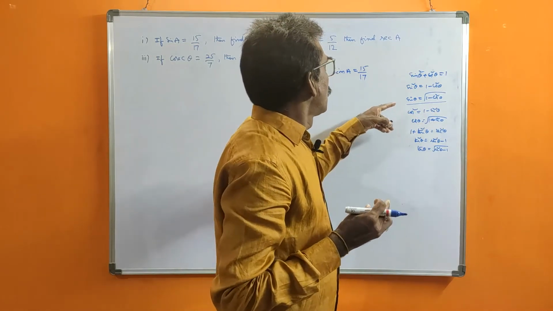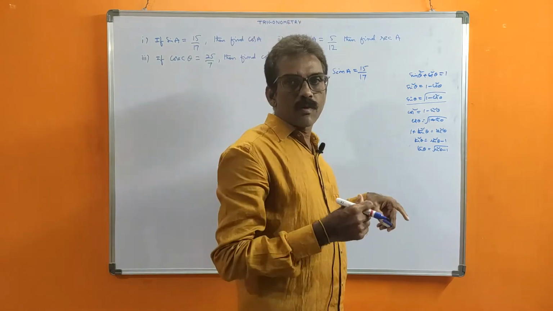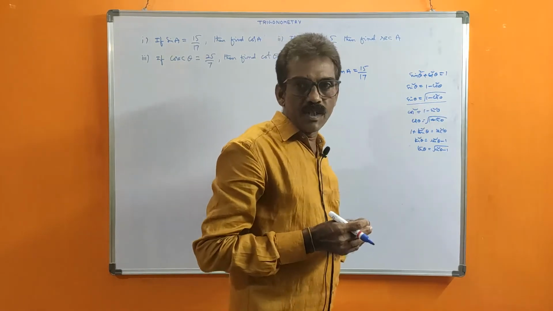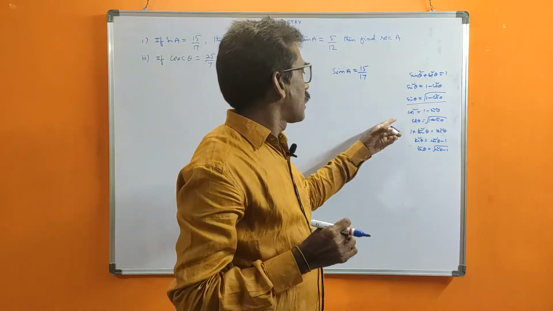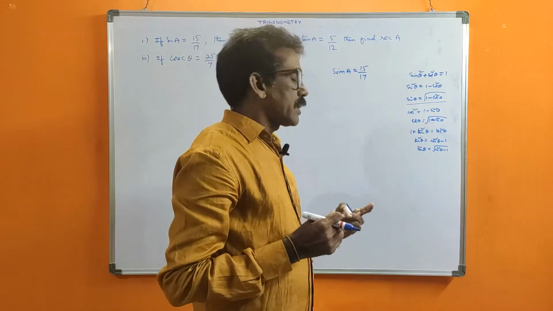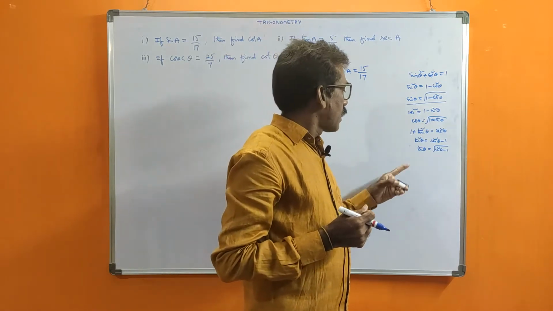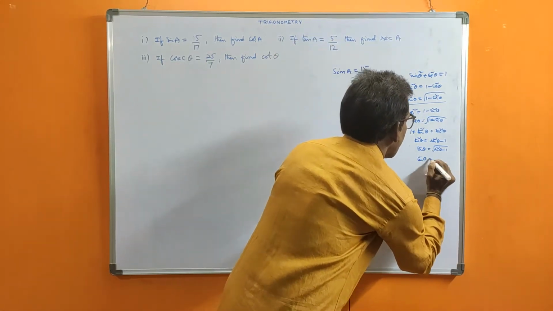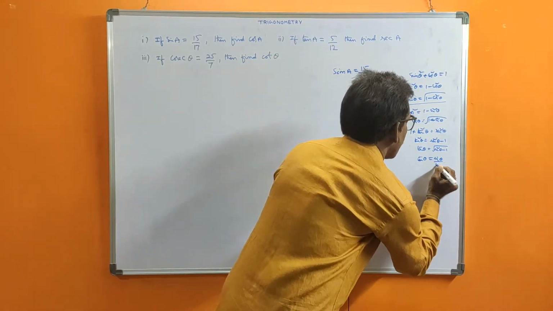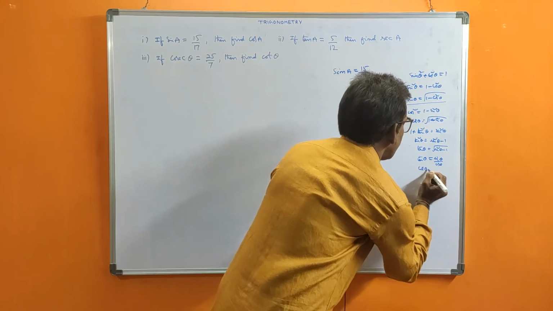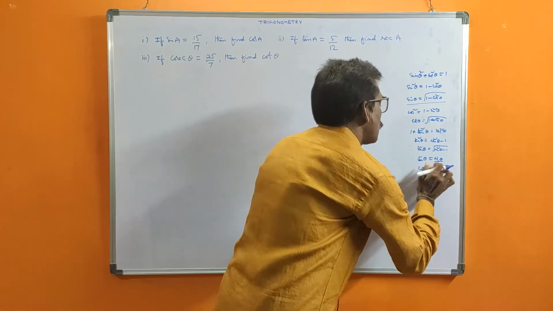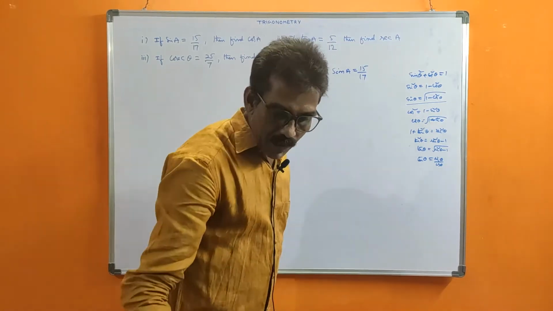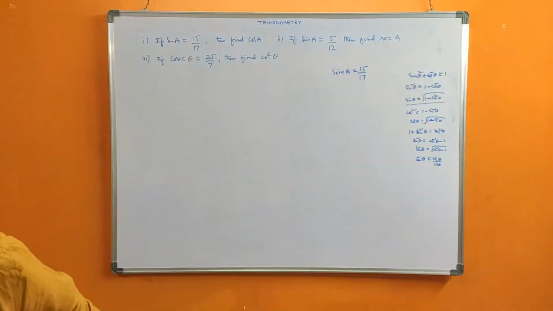For the remaining ones, it is the opposite. Suppose cosecant is given, then 1 by cosecant converts it to sin. Use this formula. If secant is given, 1 by secant gives cos. If cot is given, 1 by cot is tan. Now again, tan theta is equal to sin theta by cos theta, you know. Cot is the reciprocal of tan, and tan theta is equal to sin theta by cos theta.